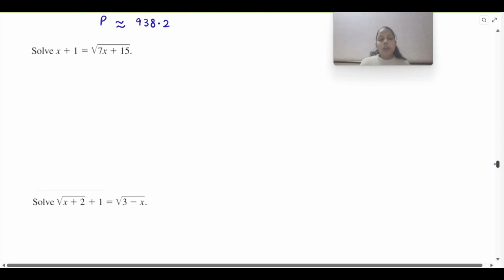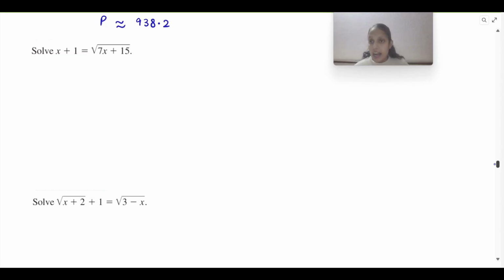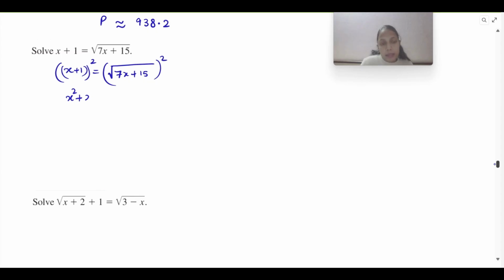Next we have to solve this. In the last question, there was a variable on only one side. Now there is a variable on both sides. The process remains the same. We have to isolate the variable again. X plus 1 is equal to square root of 7x plus 15. So what I did, I took the square of both sides. It will be x squared plus 2x plus 1 equals 7x plus 15.